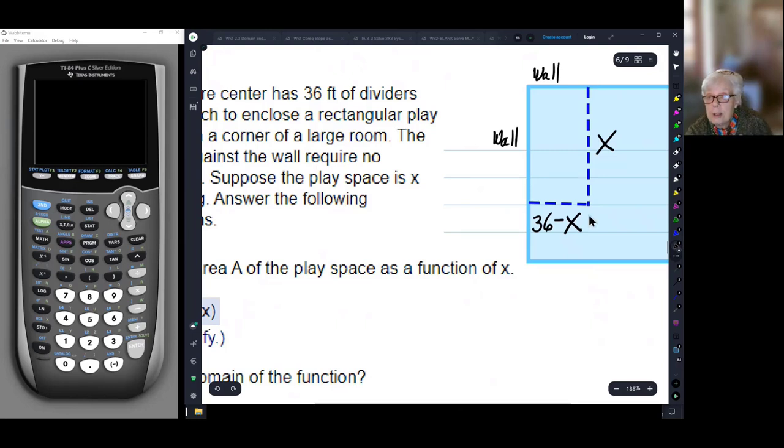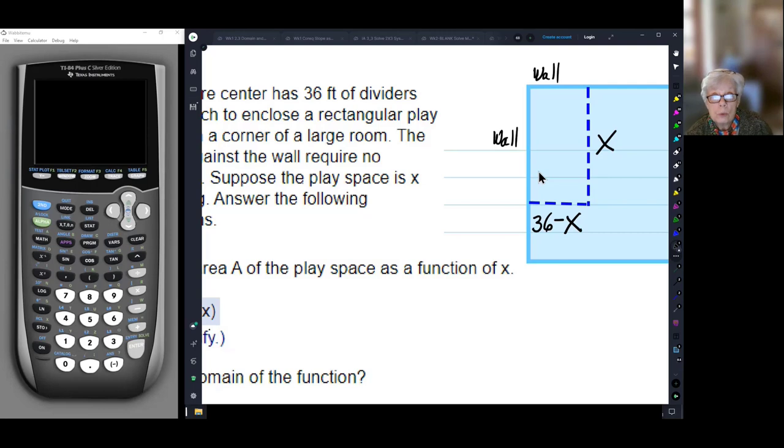The length and the width. This is a rectangular space. Now, to find the domain, you have to ask yourself, what would make this rectangular play space not a rectangular play space?